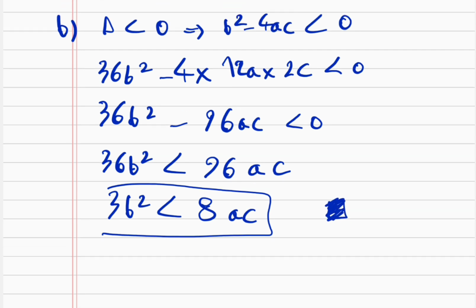So therefore, for the values where 3b squared is less than 8ac, the discriminant is negative, which means it has no real solutions. And if it doesn't have any real solutions, there won't be any points of inflection.